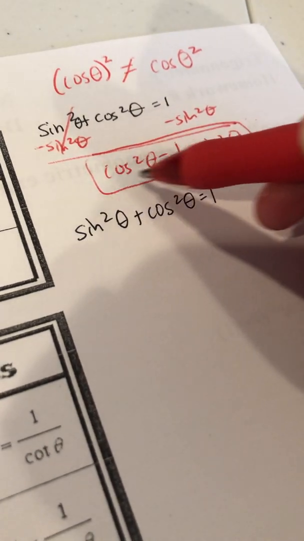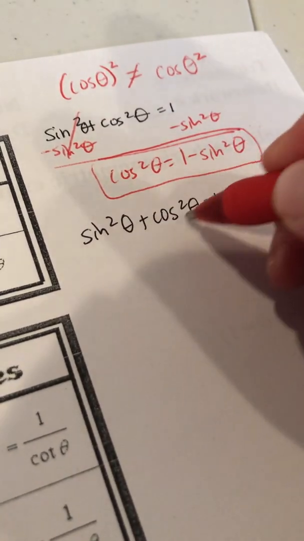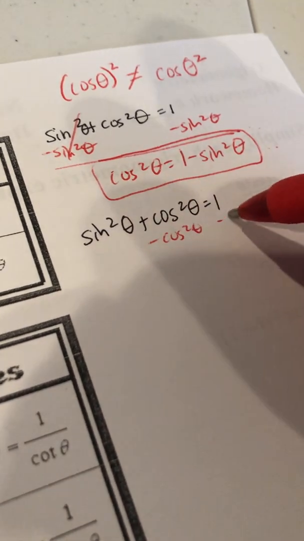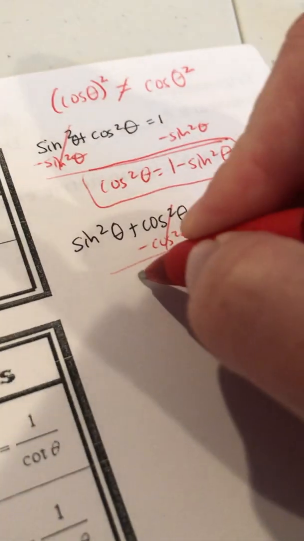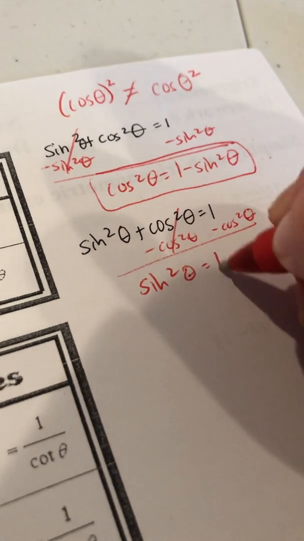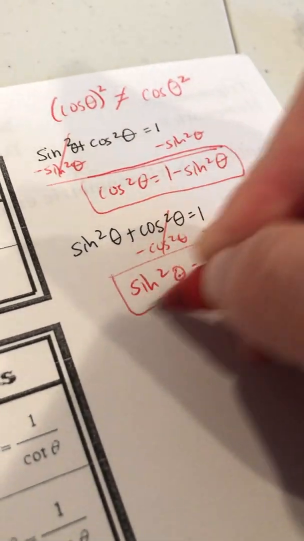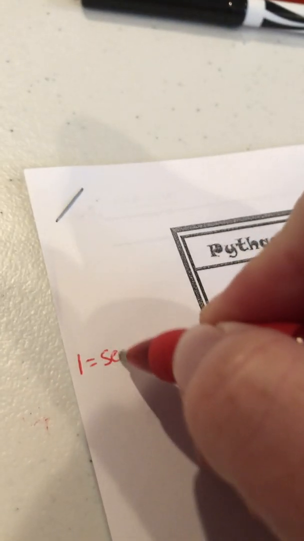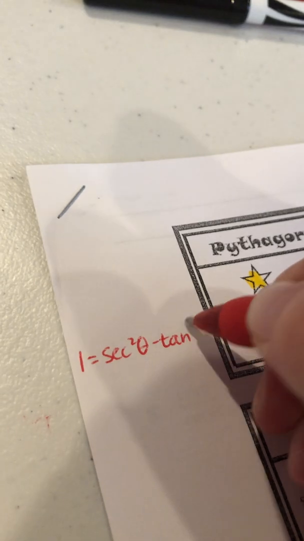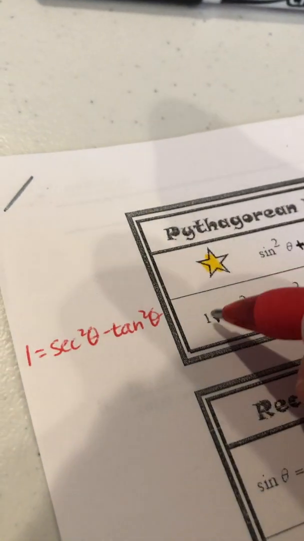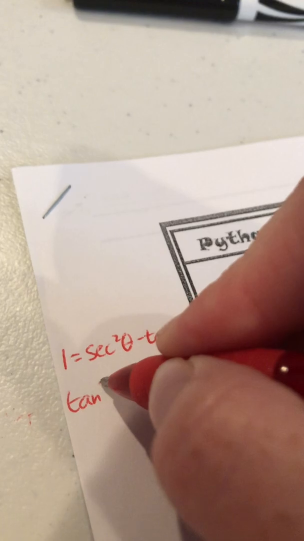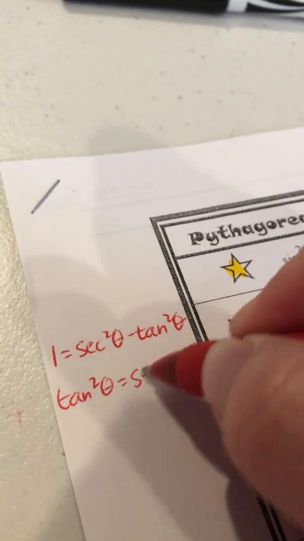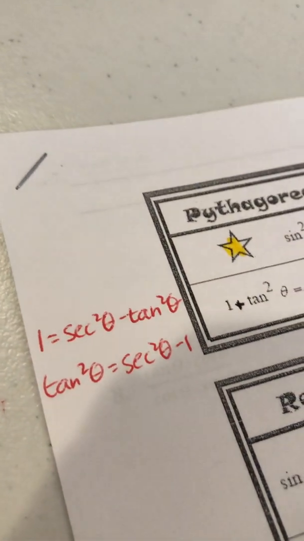But right here, so that was cosine squared. What if I want sine squared? Well, again, if that's plus, I can subtract. And so sine squared of theta can also be 1 minus cosine squared theta. So in the same way, I could adjust these, right? If I wanted 1, I could subtract, and I could say 1 is secant squared minus tangent squared. I could also subtract the 1 and say that tangent squared is secant squared minus 1.